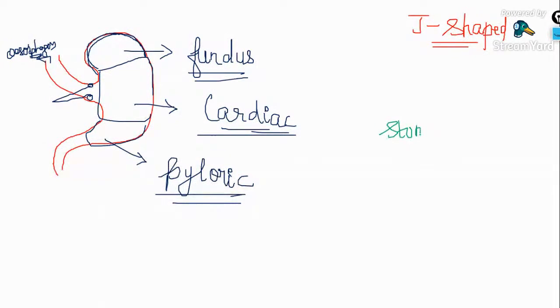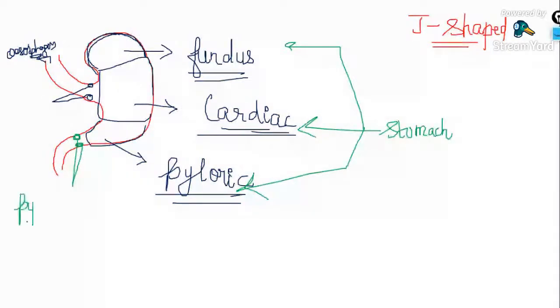The stomach can be divided into fundus, cardiac, and pyloric parts. One more important thing, I have already told you that as the food passes from the pyloric part to the small intestine, there is one more sphincter muscle. The name of that sphincter muscle is the pyloric sphincter.